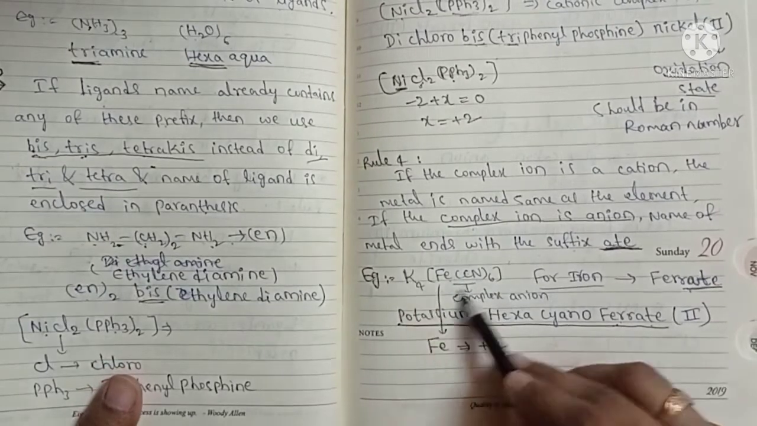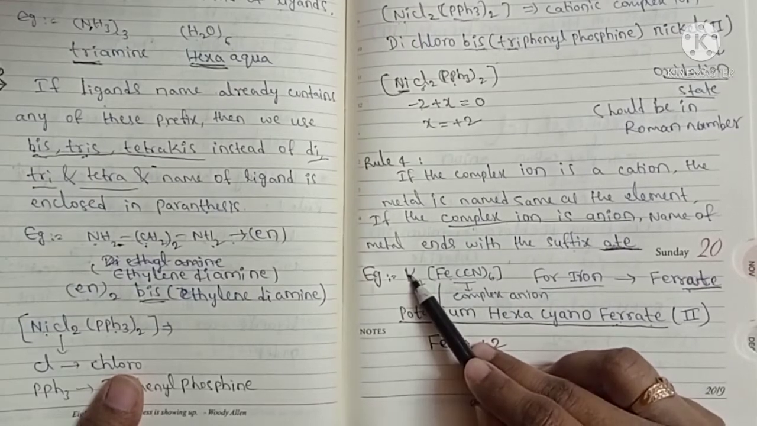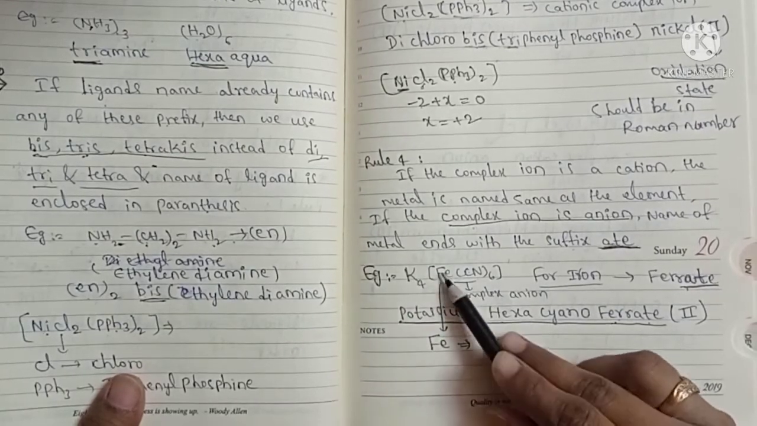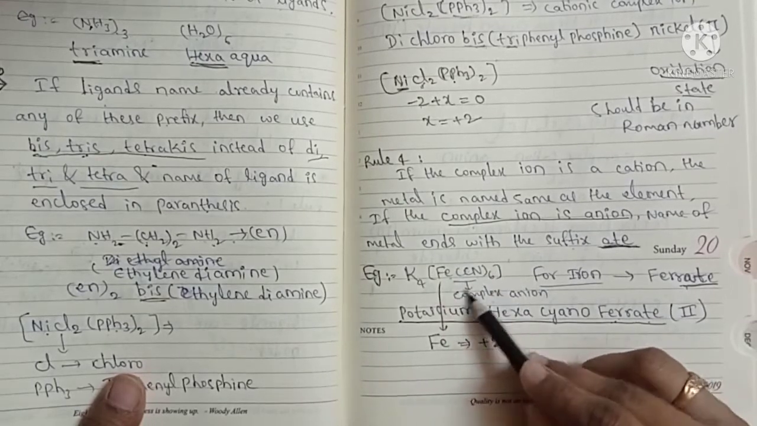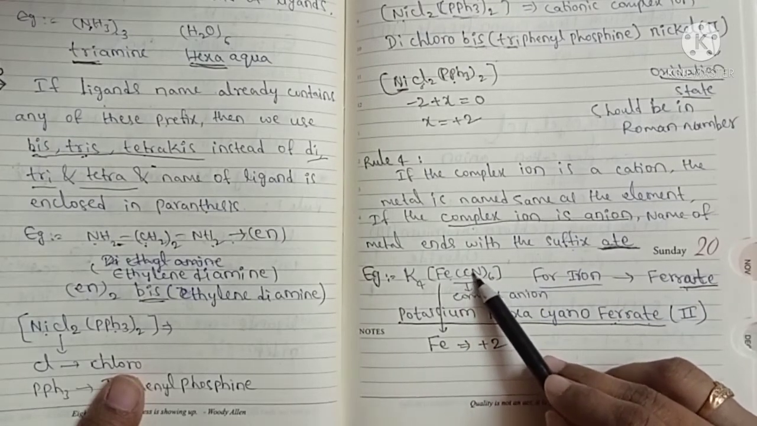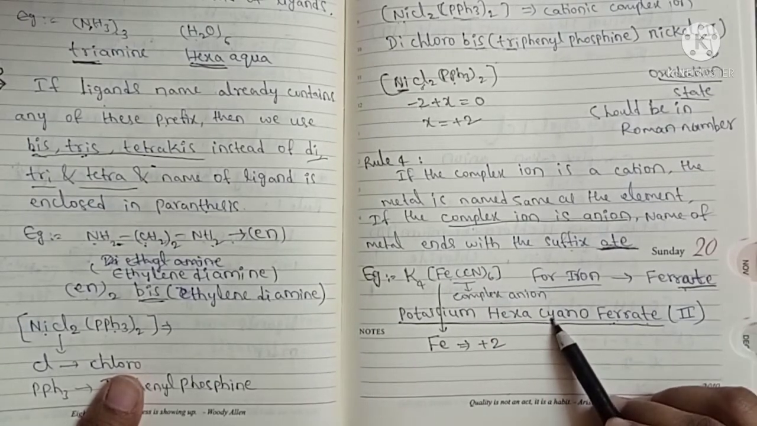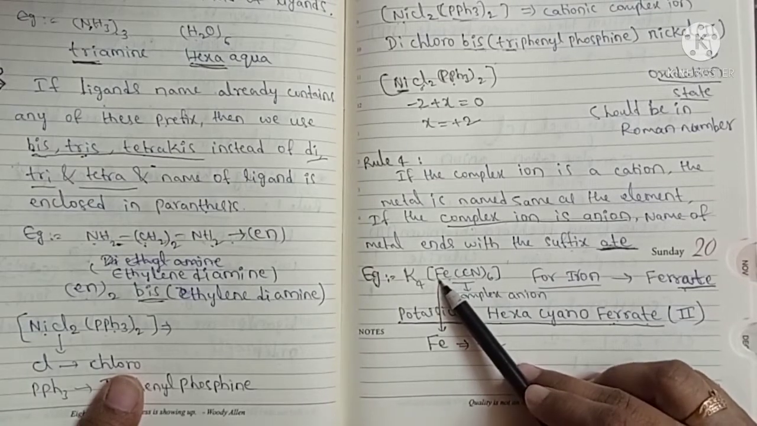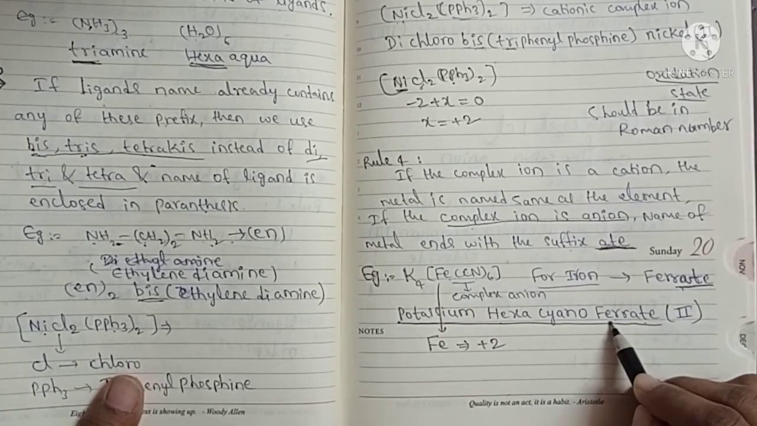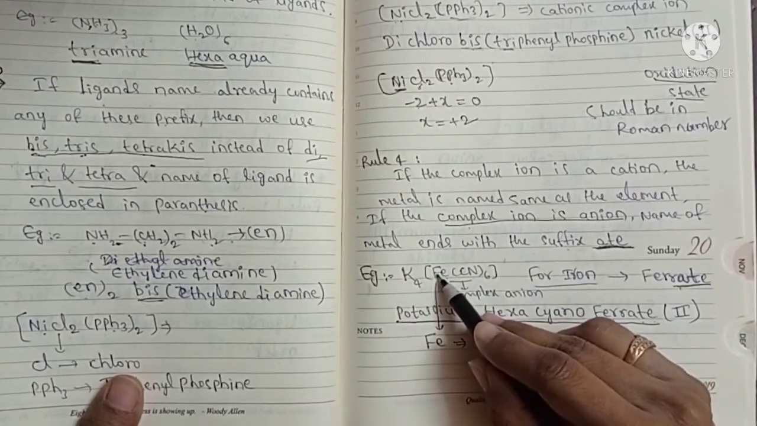Let us see how to name this compound, K4[Fe(CN)6]. What is the first rule? First we have to mention the positive part. Potassium is the positive part. So we have named the potassium, and then this is the complex anion. First we have to mention the ligands. What is the ligand here? CN. And how many are there? 6. So hexa, cyano, and what is the metal? Iron. But here this is the complex anion, that's why we have ended this metal with ate. Ferrate.